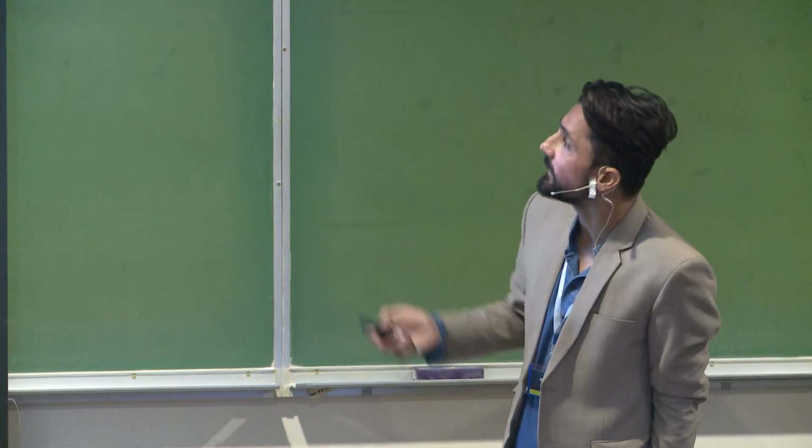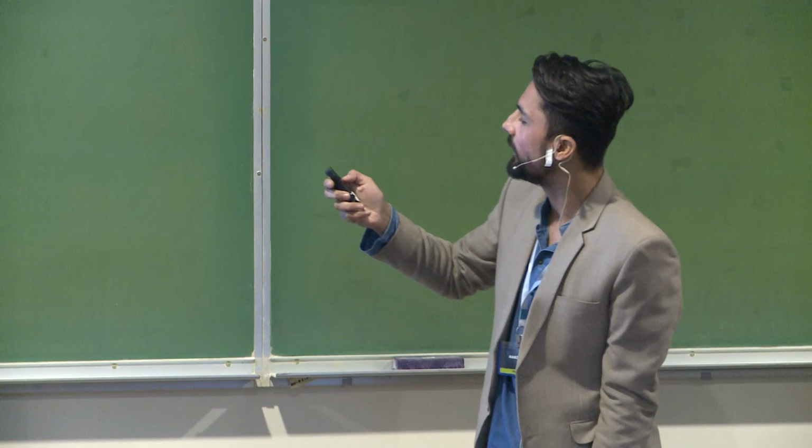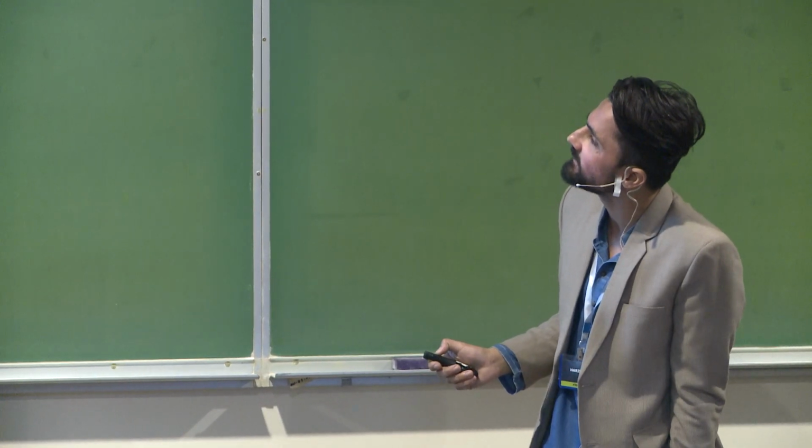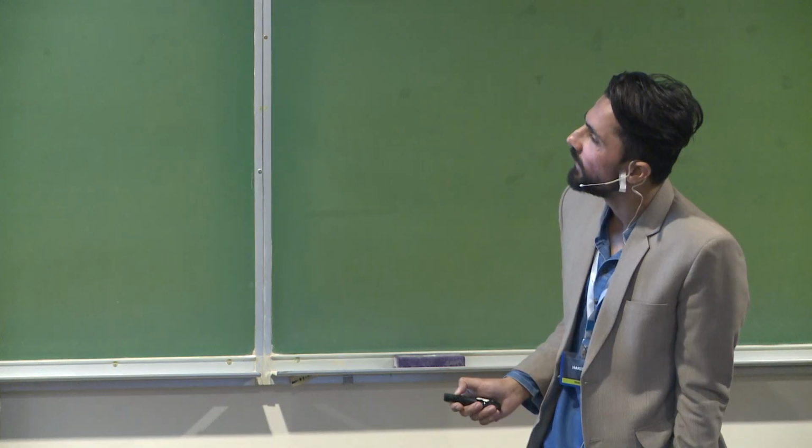And then the concentration data. I've used the Osiris database for all the stock information. It has worldwide information on stocks across countries, and they actually have ownership data recorded. What they do is record an ownership class that goes from A+ to D.